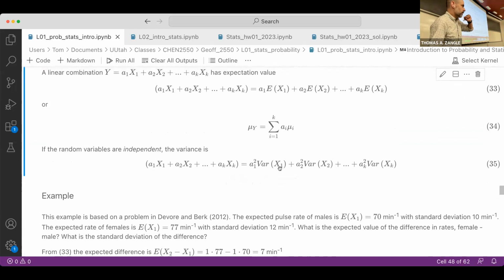In the variance, it gets squared. So this is the variance expression, because variance, again, has to do with the square. This comes in because variance has to do with the square of the difference between the values and the mean. So that's where that comes from.